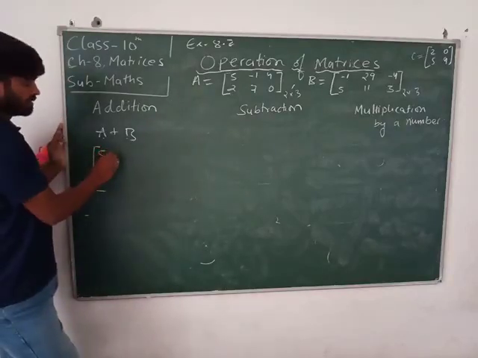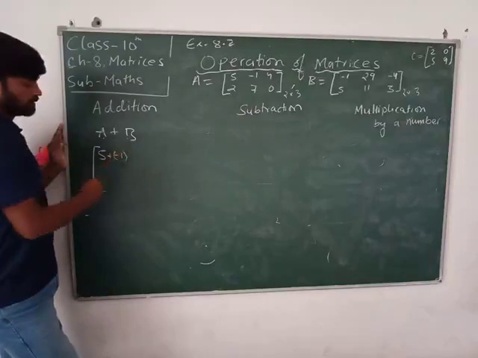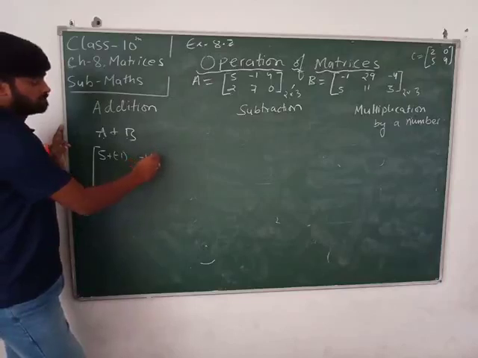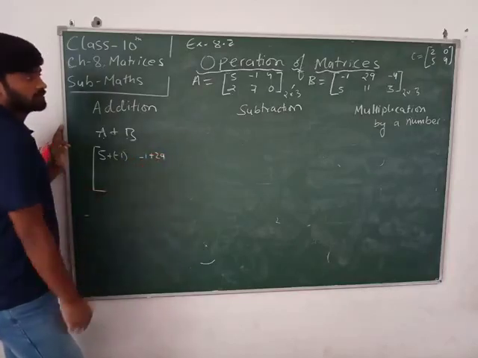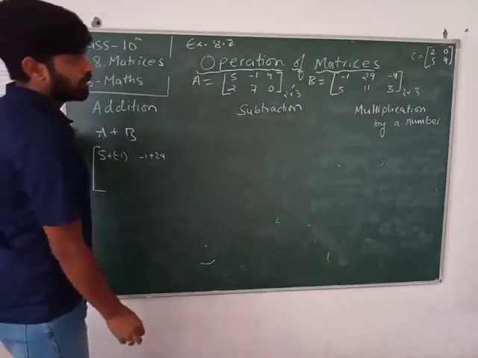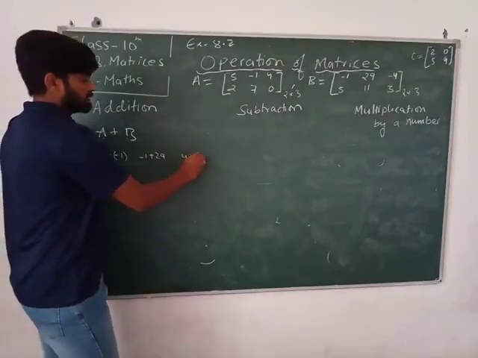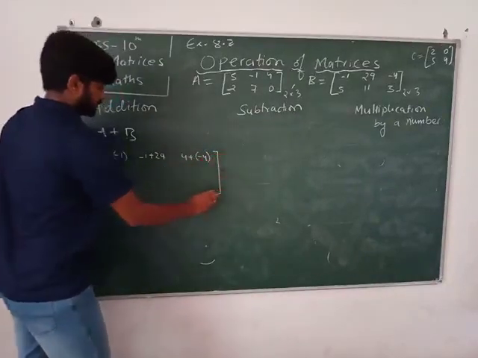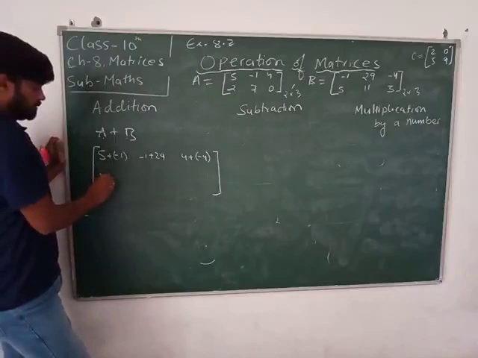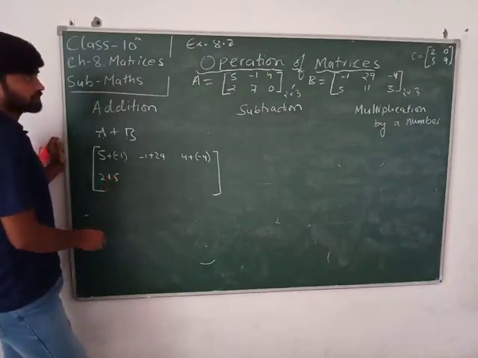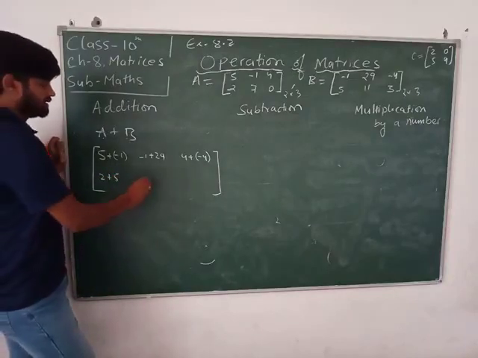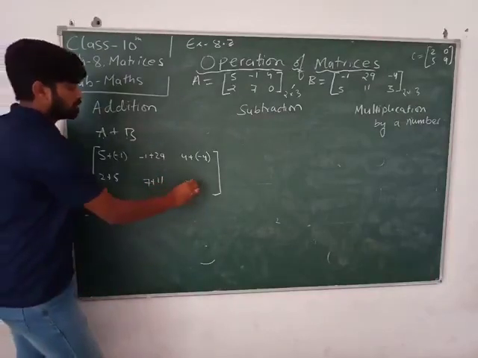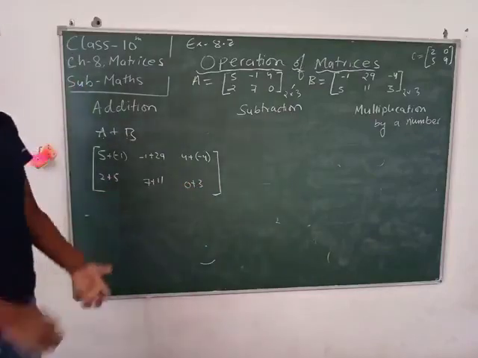5 plus minus 1. Okay, then minus 1 plus 29. Then 4 plus minus 4. Okay, 2 plus 5. 7 plus 11. 0 plus 3. Now you might have understood what I am doing over here.